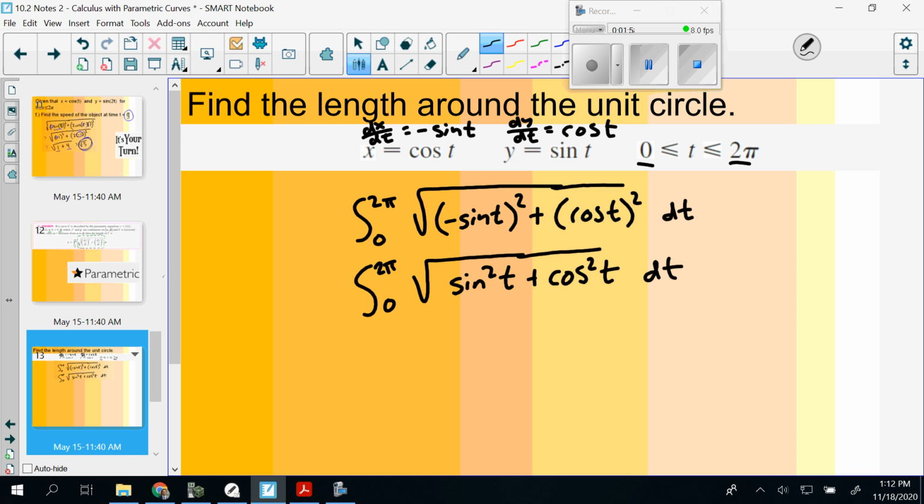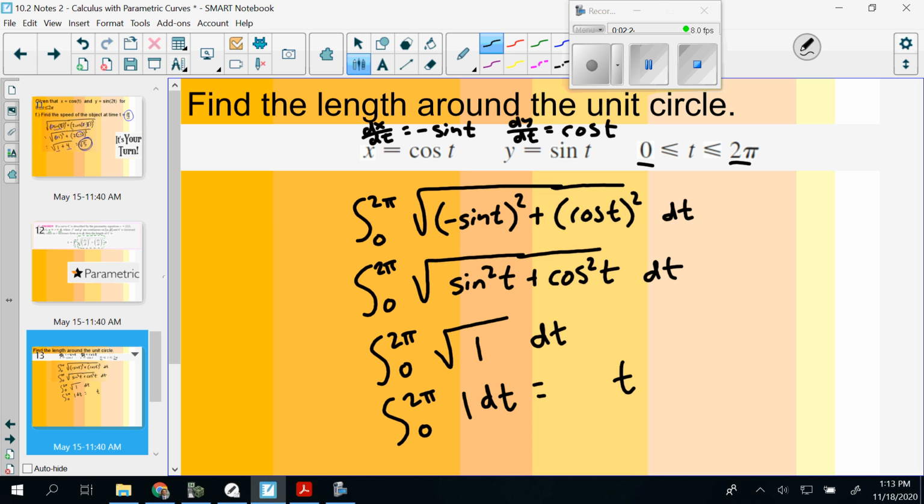Now, that antiderivative itself is probably very hard to find, or not easy anyway, but we do know sine squared plus cosine squared is equal to 1, so that makes this a lot easier, because this then is just 1. Sine squared plus cosine squared is 1. Square root of 1 is just 1. So what is the antiderivative of 1? Well, that would just be t, evaluated from 0 to 2 pi, which means we get 2 pi minus 0, or just 2 pi. So the length around the unit circle is 2 pi.